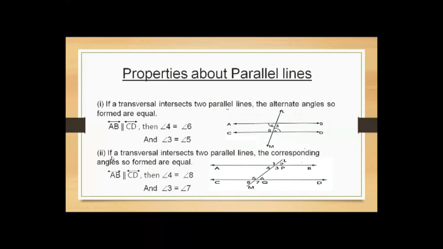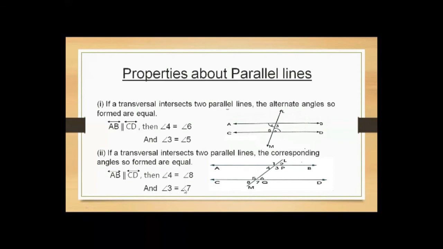Second property: if a transversal intersects two parallel lines, the corresponding angles so formed are equal. As you see in this diagram, there are lots of corresponding angles here, but we consider only two. AB line is parallel to CD line, and there is a transversal line which is LM. Then angle 4 and angle 8 are equal. As we know, the first one is an interior angle and the second one is an exterior angle, so they form corresponding angles. Means the corresponding angles are equal in nature.